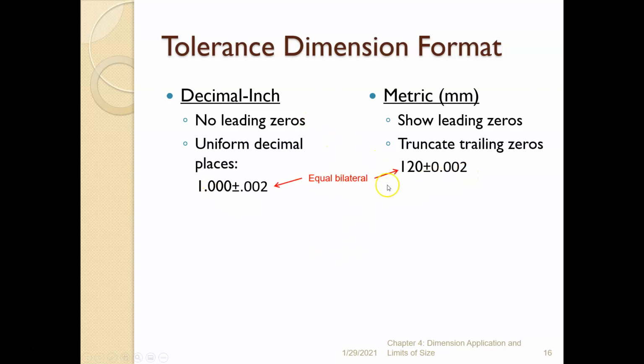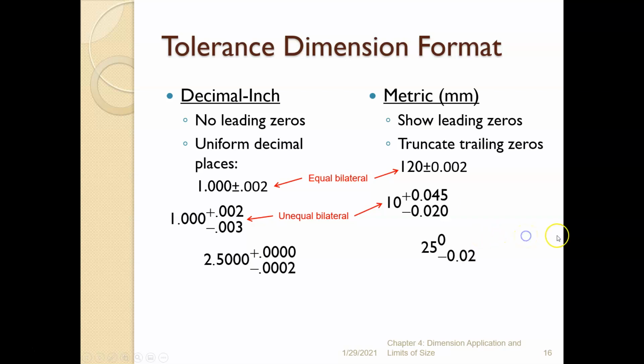These are examples, of course, of equal bilateral dimensions. This is a 3 decimal place tolerance, and we have 3 decimal places here. Notice we have 3 decimal places here and no decimal places in the 10. Notice also that the 20 has a 0 here. Well, wait a second. Truncate trailing zeros. Why do we have a 0 there? To balance out the 45. We have a 5. We have a decimal place there, the 5, and so we need a 0 there. That, of course, is an example of an unequal bilateral tolerance.